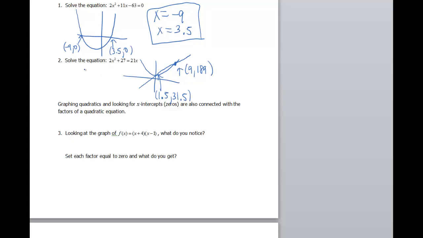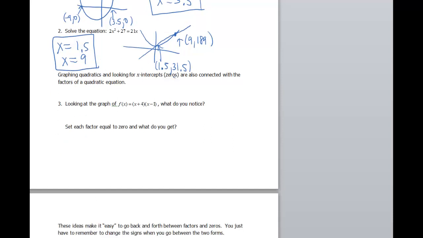So that means my x values, because I'm solving the equation, x is going to equal 1.5 and x is going to equal 9. And those are our solutions. Okay, graphing quadratics and looking for x-intercepts or zeros are also connected with the factors of a quadratic equation that we talked about in the last chapter.